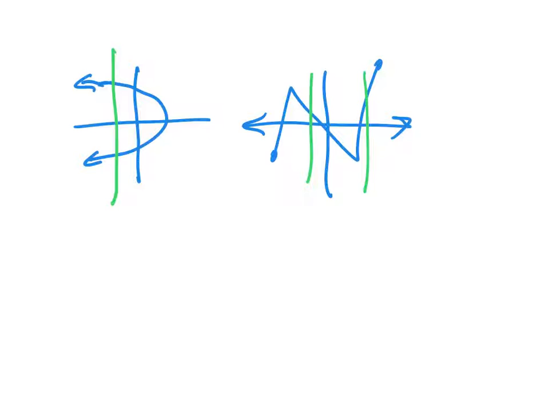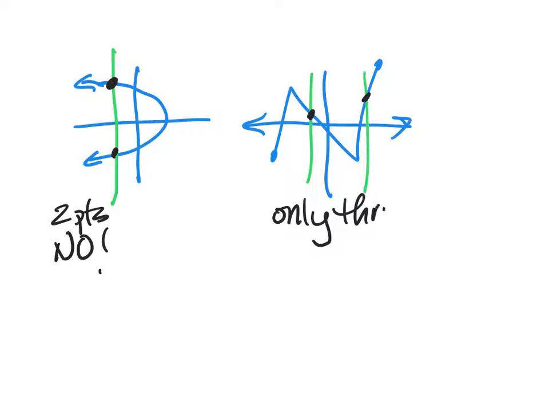This function on the left has a point there and a point there. So it's going through 2 points. So no, it is not a function. If you take a look at these vertical lines, each one only goes through 1 point. So yes, it is a function. All right, again, be sure and pause if you need to.